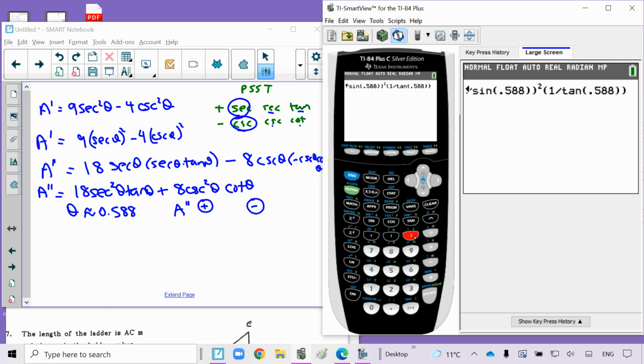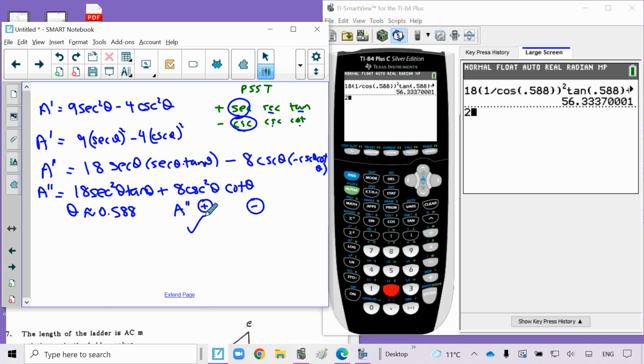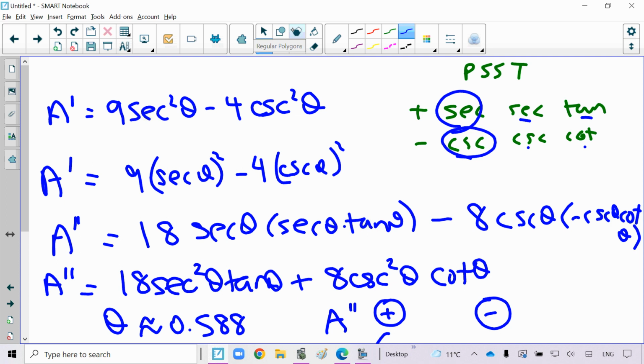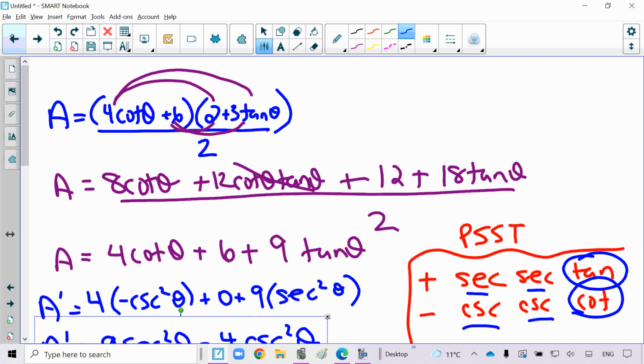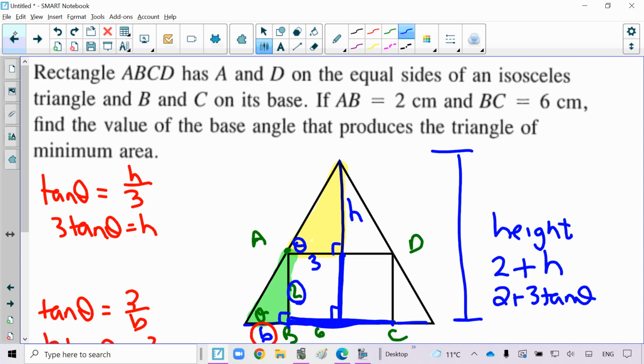Okay, I want a minimum value, so I want this to be positive and open up. If it's negative, I'm going to cry. It's positive. Thank goodness. Okay, so it's positive, which means I'm concave up, which means I have a minimum, which means that this is a critical value that produces a minimum. Yahoo!